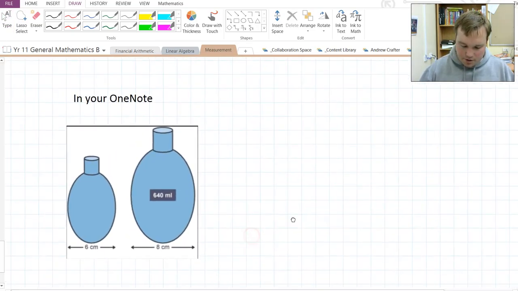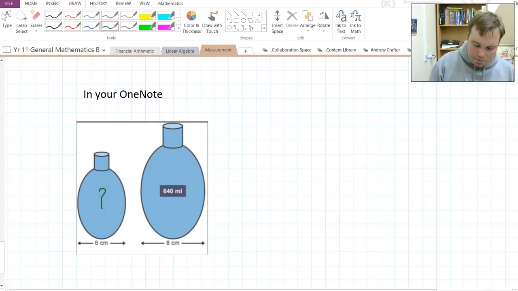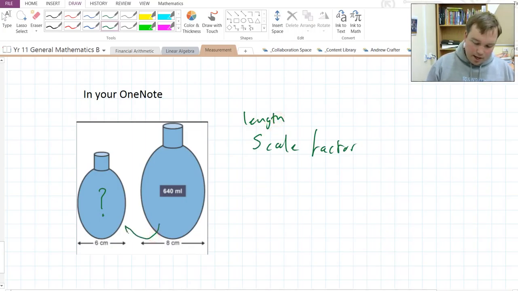Alright, so in your OneNote, I'd like you to use the volume scaling concept to work out the volume of this smaller container. You'll need to work out the scale factor. That's the length scale factor. Then divide by the length scale factor to the power of 3 to work out what that volume is.